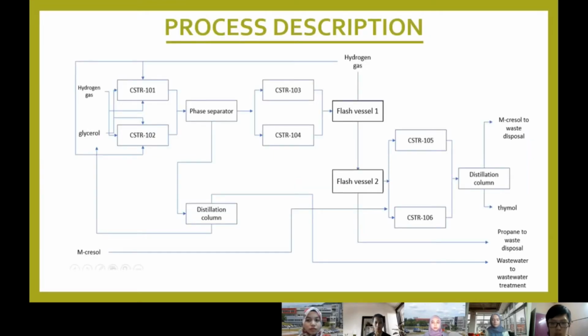For our process description, we use CSTR as our reactor. CSTR 1 is the reaction between hydrogen gas and glycerol to produce propane. The second reactors are CSTR 103 and 104, which is the process of dehydrogenation of propane to produce propylene. And CSTR 105 and 106 is the reaction between propylene and amcrazole to produce thymol. For our byproducts, amcrazole and propane go to waste disposal, and wastewater goes to the wastewater treatment.